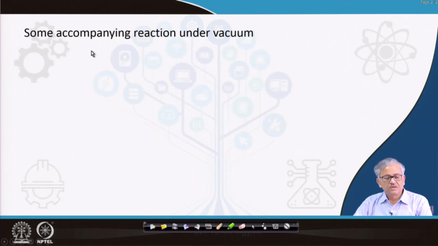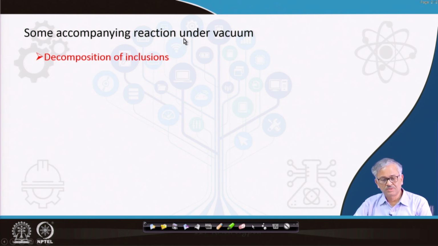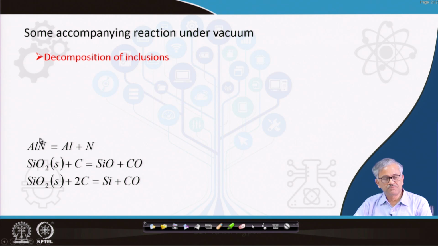And now next I will come to some of the accompanying reactions that take place under vacuum. What are the reactions? You can see some inclusions decompose under vacuum, right? For example, aluminum nitride, it is an inclusion. It decomposes under vacuum to aluminum and nitrogen. Nitrogen is gaseous, that's why it responds to the vacuum and nitrogen goes away from the system.